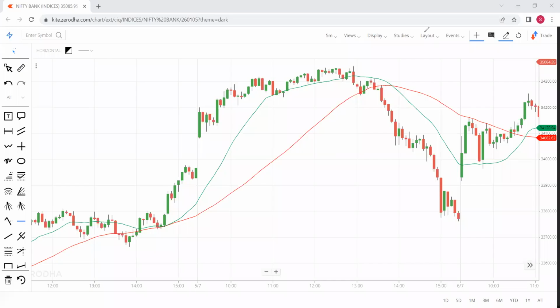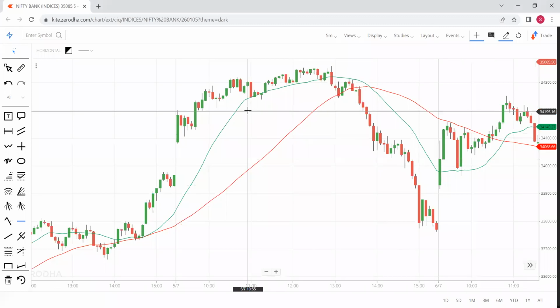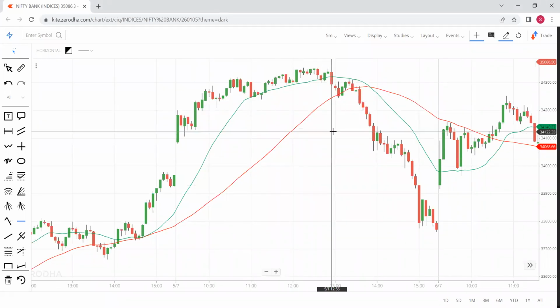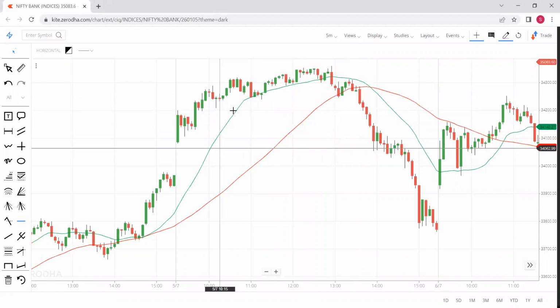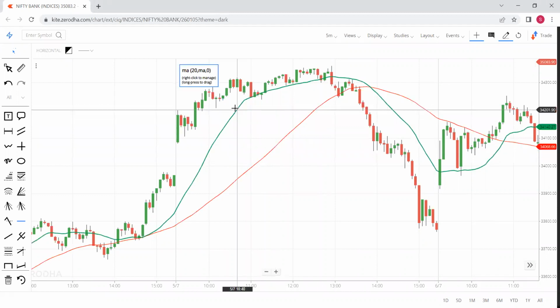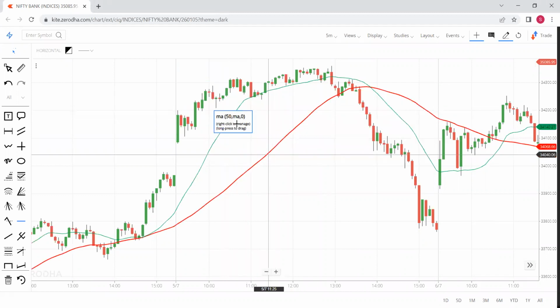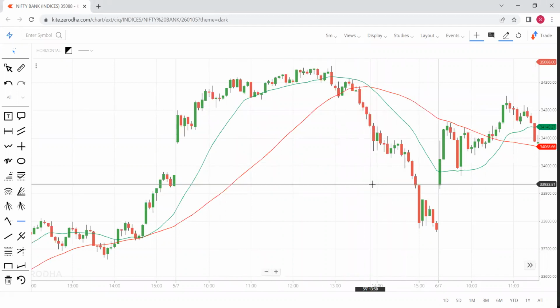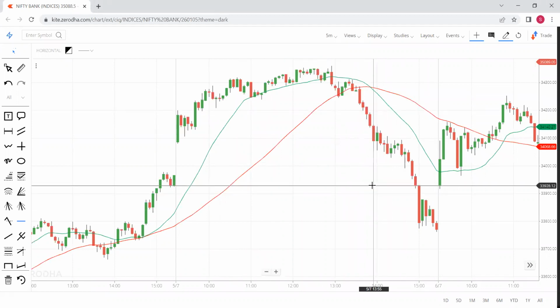Let's see the second day. If you can see, this is not at all a good environment for us to use the 20 period or 50 period, because both are touching and both have a very long space and not even a parallel scenario, and you can see it is crossing over and the market is falling. This is a scenario where you should not enter into the trade using the moving averages.